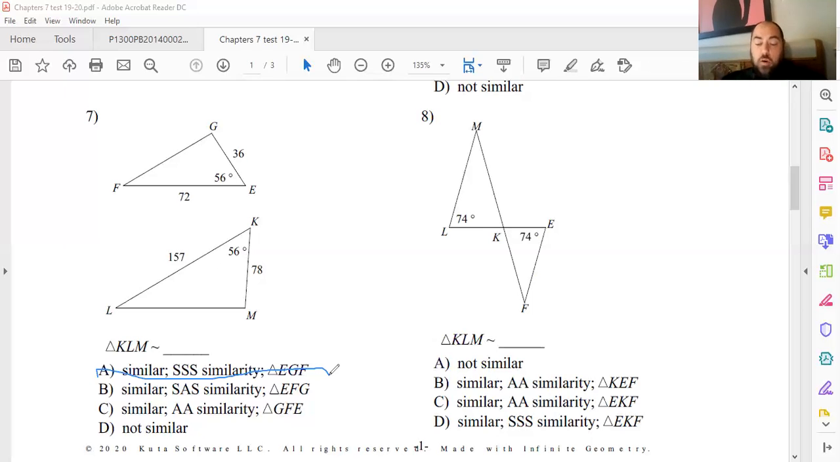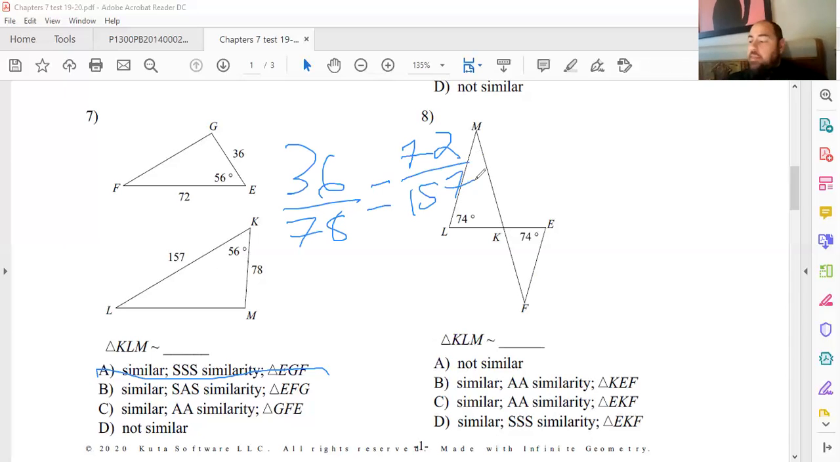So I'm going to go, is the ratio of 36 to 78 the same as 72 to 157? Now, that looks like an awful lot of math that I just don't want to do in my head, and reduction that seems like it could take a long time. So I'm going to pull out my handy-dandy calculator. Eventually. Give me a second. My phone's being silly.